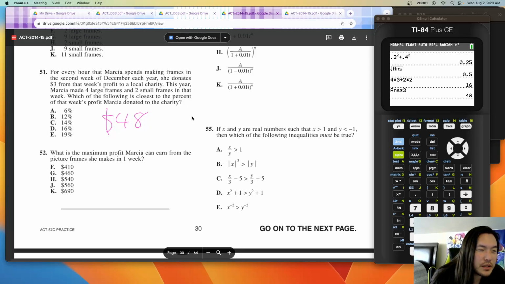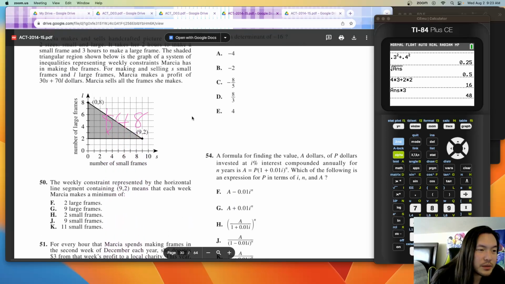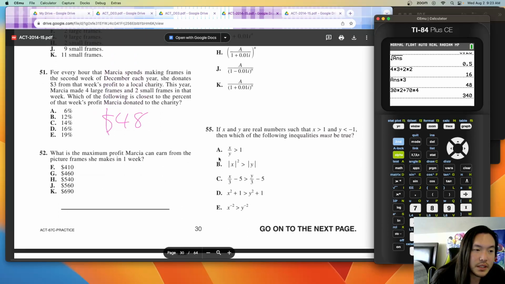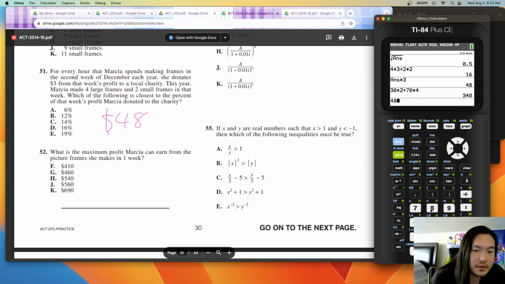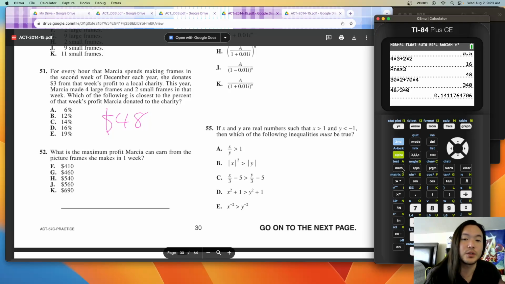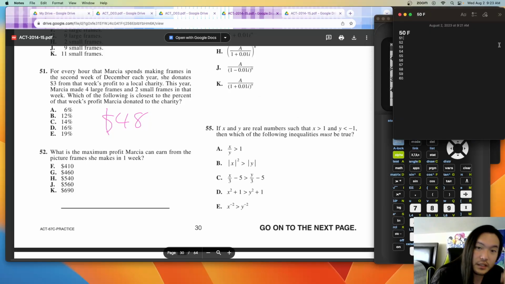So she made 4 large, 2 small. Okay, so it's going to be 30 times 2 small frames plus 70 times 4 large frames. She made this much money. What's the percentage? Well, you just do the division, right? Yeah, lots of steps, but each step individually is not that big of a deal, right? But it's just putting it all together, and especially in under a minute.